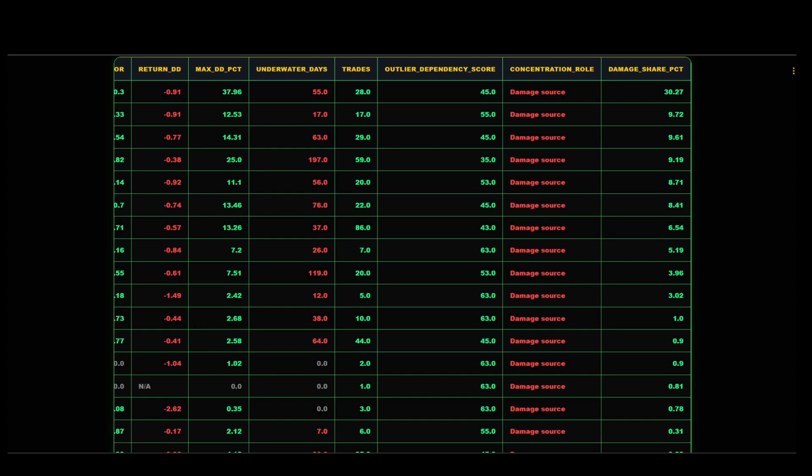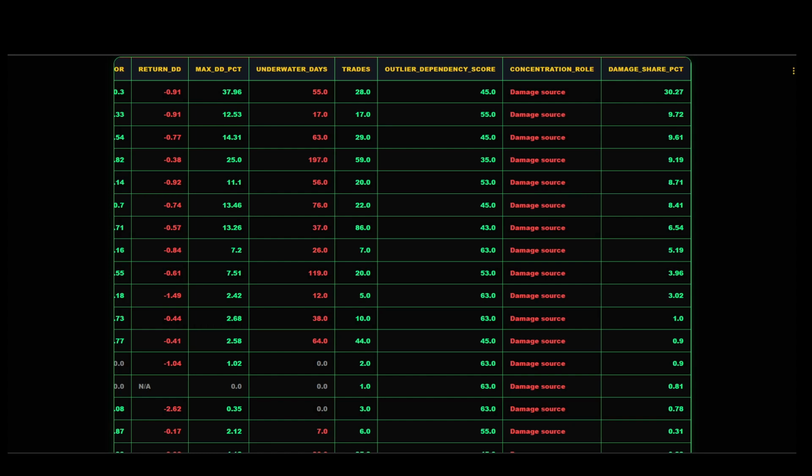And because of that, the workflow starts measuring actual damage contribution share across the portfolio itself. Which means the framework is no longer only asking, is this robot weak? It is asking, how much structural pain is this robot injecting into the entire ecosystem? That is why some robots show elevated damage share percentages, high underwater duration, poor return to drawdown balance, and persistent instability signatures at the same time.